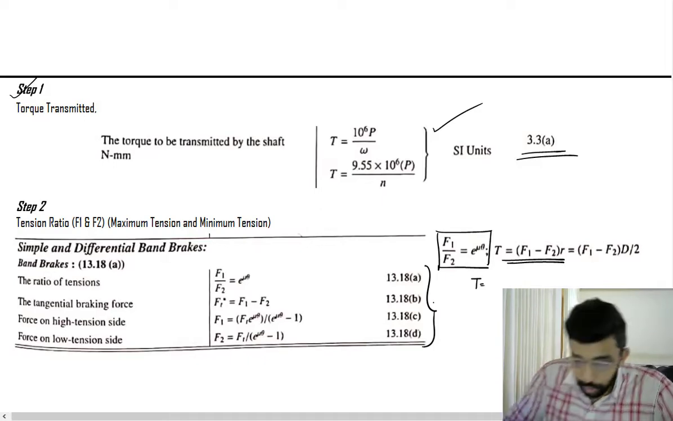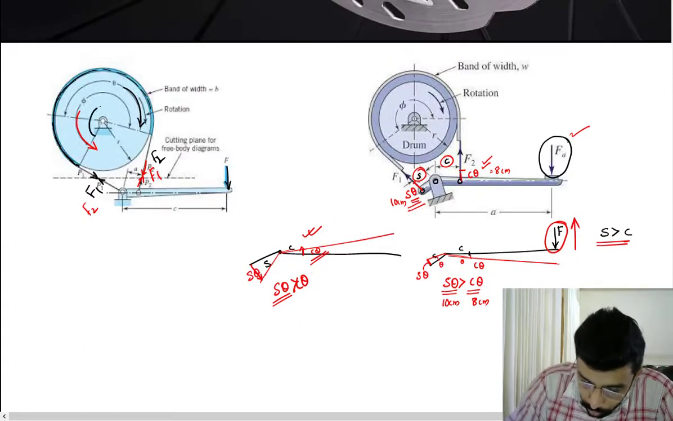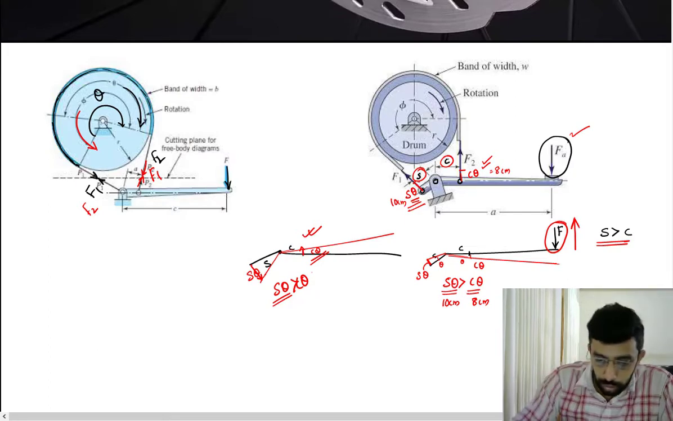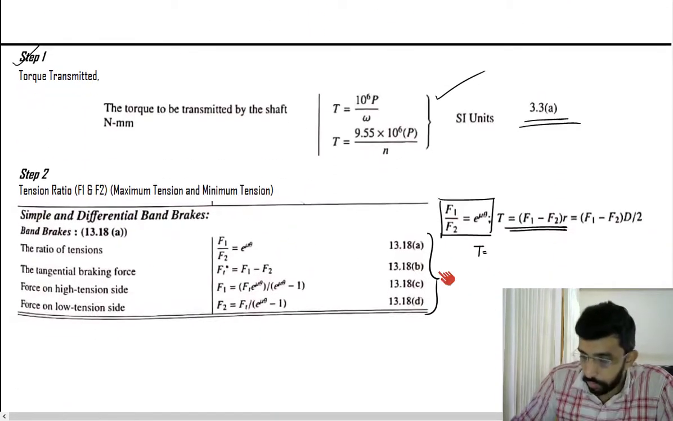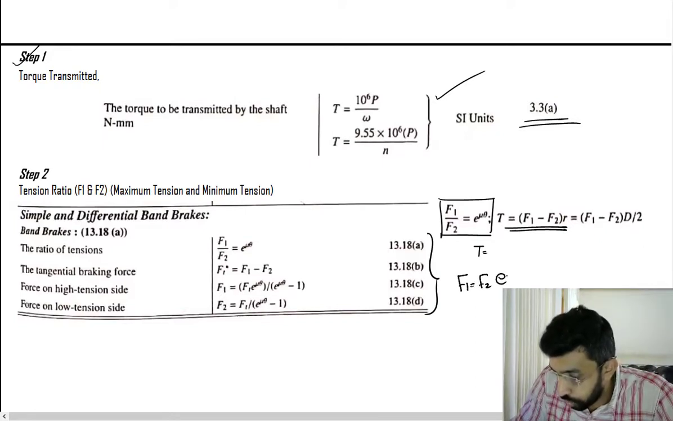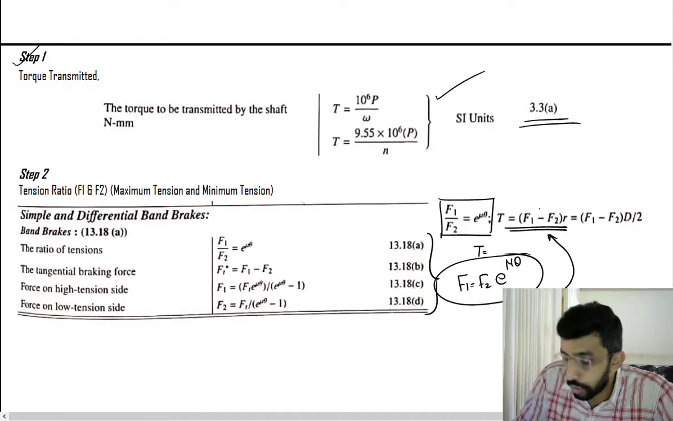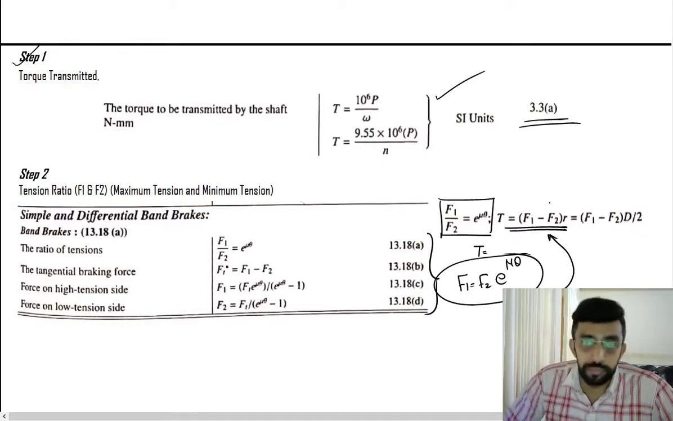Theta is the angle of contact. You can see here, this is the angle of contact of the brake, theta. So use these two equations. From this equation you get F1 equal to F2 into e to the power of mu theta. You substitute this value here and get the values of F1 and F2. That is how you have to solve.